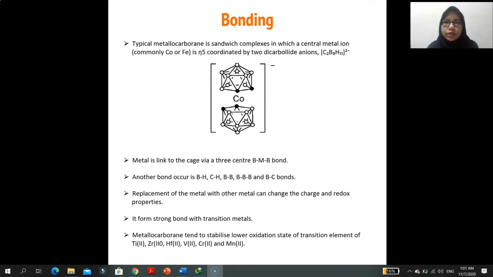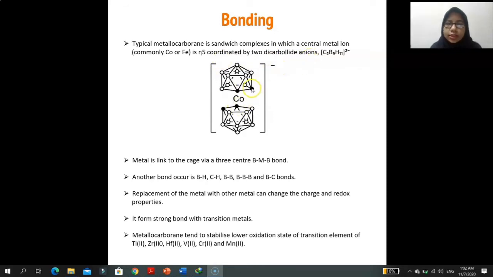So I will proceed about the bonding in metallocarborane. A typical metallocarborane is a sandwich complex in which a metal center ion, commonly cobalt or iron, is theta 5 coordinated by two dicarbollide anions.